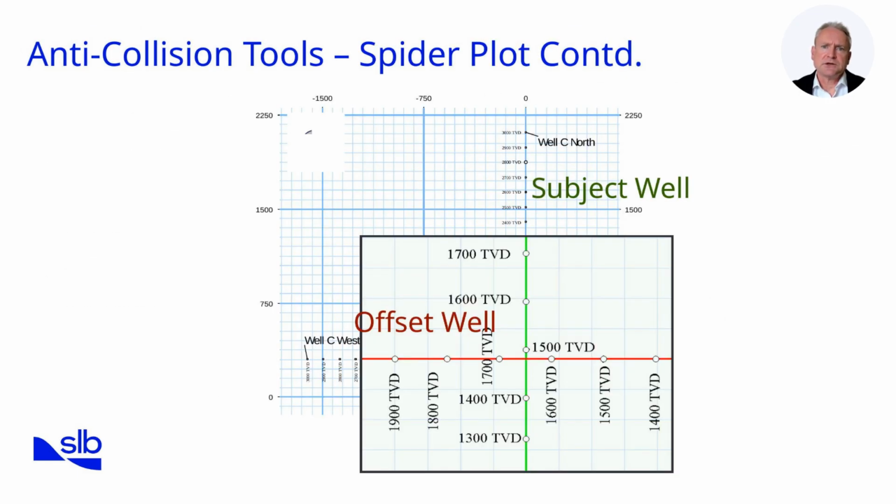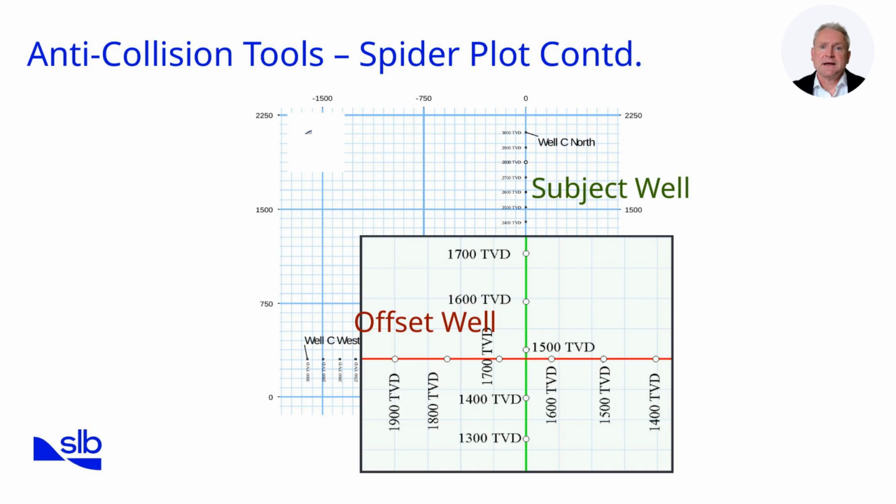Here, the spider plot is shown in more detail, focusing on the relationship between a subject well and an offset well. In this example, you can see the subject well plotted vertically in green, while the offset well is plotted horizontally in red. Along each trajectory, true vertical depth markers are displayed. These depth markers are crucial because proximity between wells must always be assessed at the same TVD. Even if wells appear to cross on the plot, they may not be close in depth. Conversely, two wells can be dangerously close if they approach the same TVD at similar coordinates.